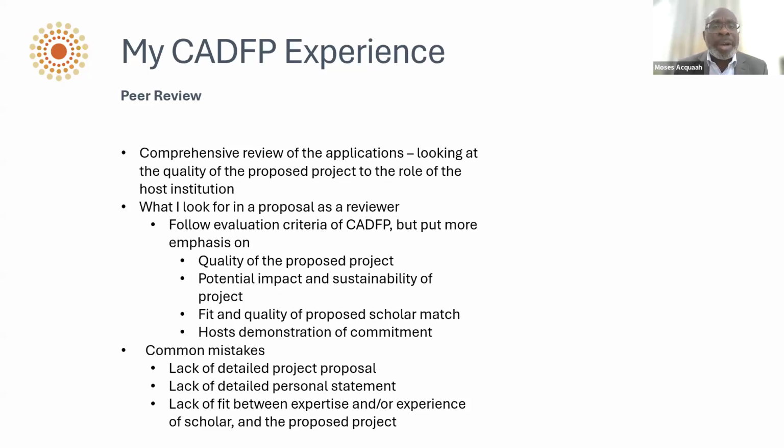Now, I want to talk about personally what I look out for. And I think Professor Eustace talked about the criteria that CADFP has put together. So they have criteria, okay? And there are 5 of them. I do not minimize any of the criteria, but I personally put a lot of weight on these 4 criteria: the quality of the proposed project. And I think it is very important that you demonstrate that the project that you are going to do is very important. It is going to help not only the institution, but it's also going to help you as a scholar and even bring together your institution and the host institution.